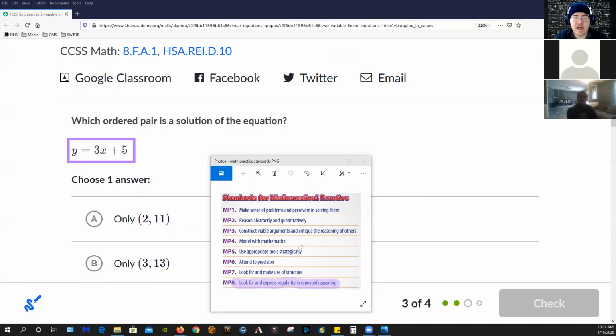And let's see if you can decide if A is a solution, or if B is a solution, or maybe both of them are solutions, or maybe neither of them is a solution. Go, go, go.